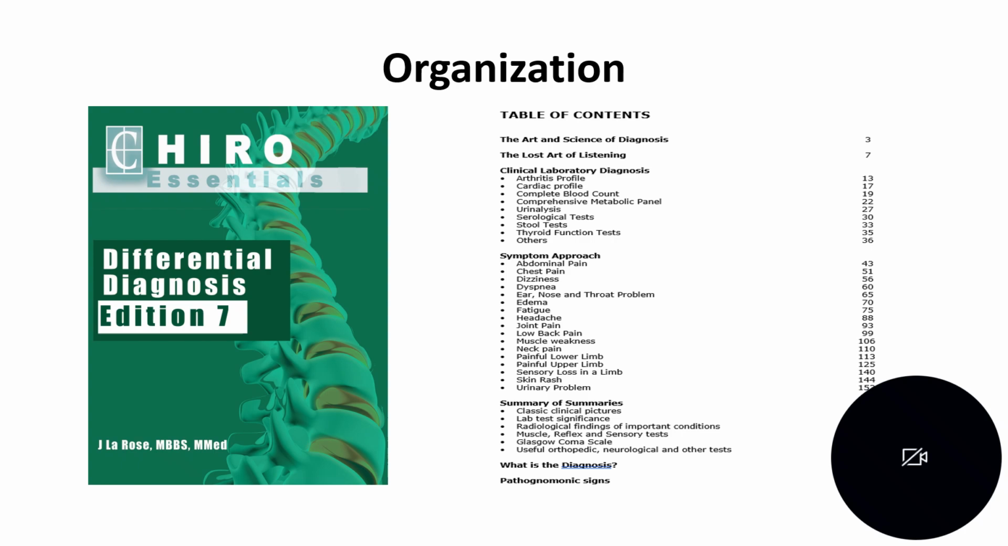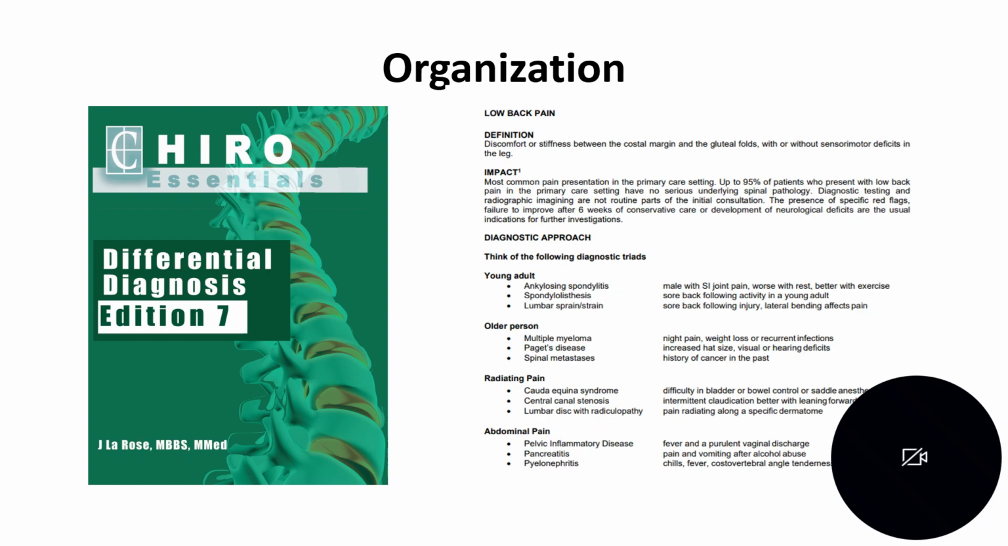And then a section on symptom approach. There are more than 14 topics. Only 9 of them are going to be covered from this particular book: abdominal pain, chest pain, dizziness, dyspnea, ear, nose, and throat problems, edema, fatigue, skin rash, and urinary problems. And then there is a summary of the summaries somewhere closer to the end, and at the very end, what's the diagnosis.